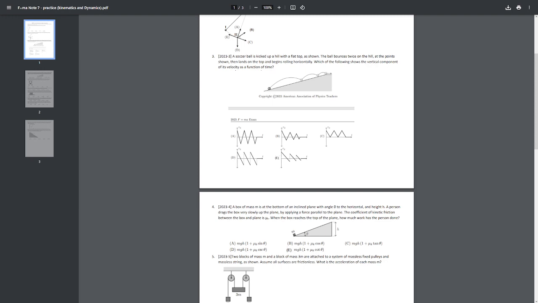Next, a soccer ball is kicked up a hill with a flat top as shown. The ball bounces twice on the hill at the points shown, then lands on the top and begins rolling horizontally. Which of the following shows the vertical component of its velocity as a function of time? Vertical component, that's going to be important.